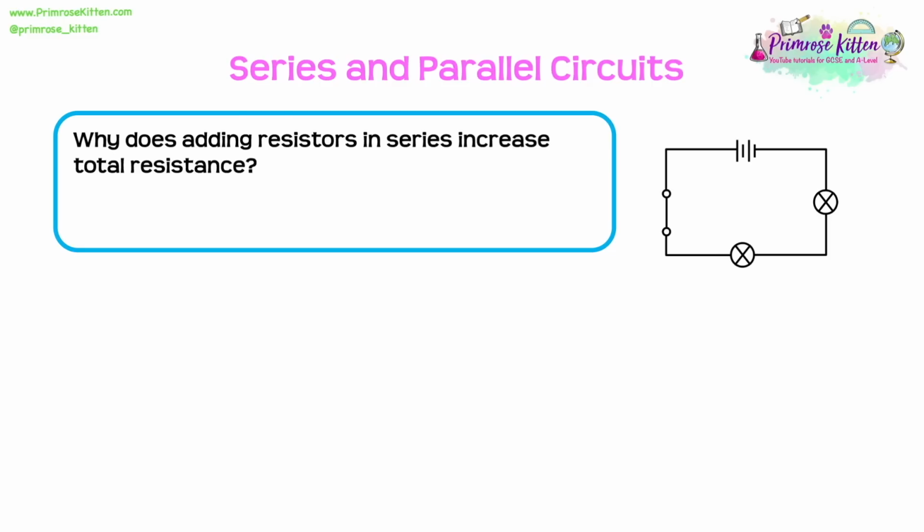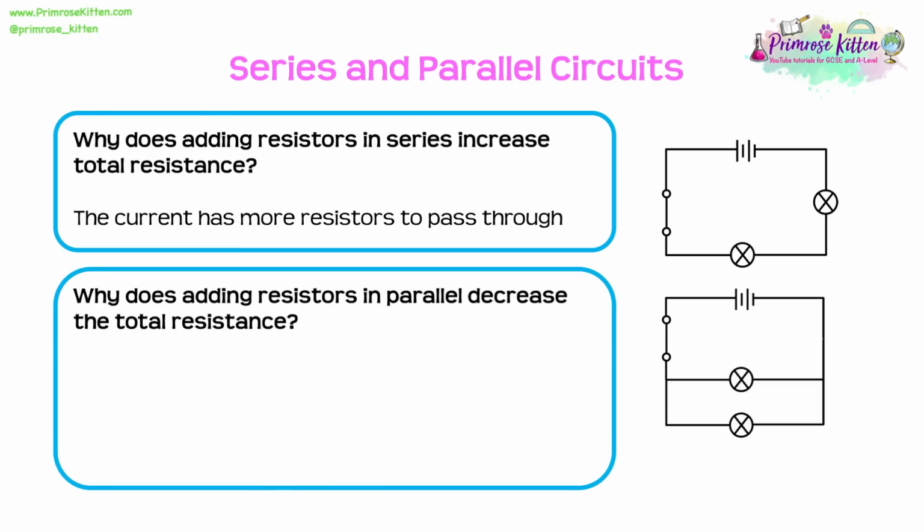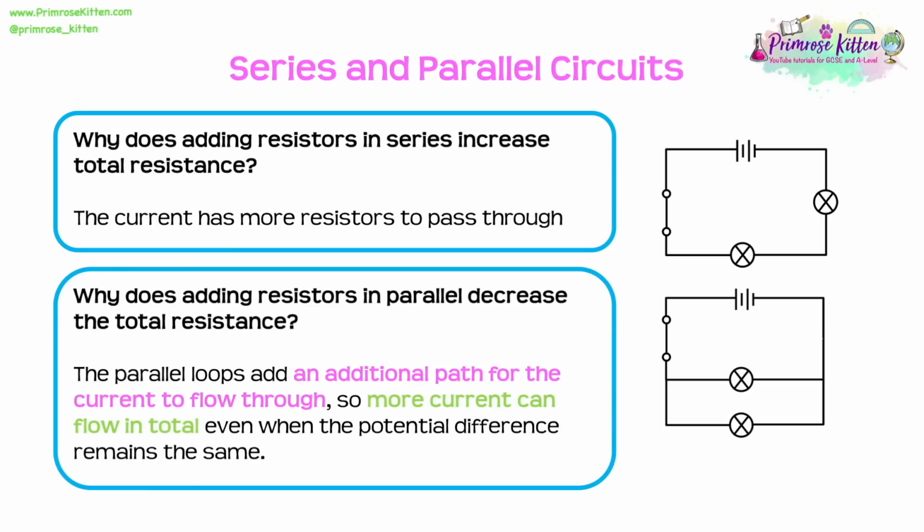Why does adding resistors in series increase the total resistance? Well, this is simply the fact that the current has more resistors to pass through. However, when we ask the question of why does adding resistors in parallel decrease the total resistance, it's a little bit more complicated. So the parallel loops are going to add an additional path for the current to flow through. And so more current can flow in total, even when the potential difference remains the same.